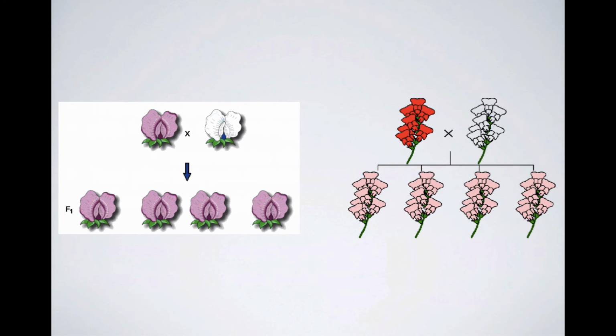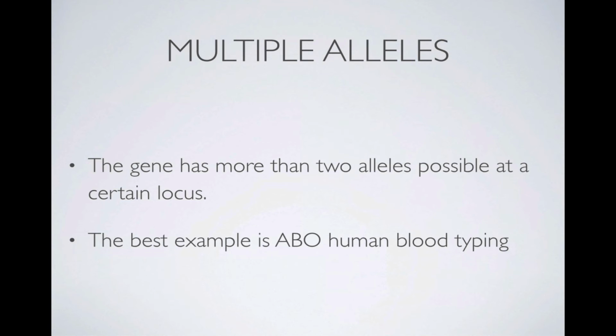All right, so in Mendel's pea plants, remember the flower color was completely dominant. Purple was completely dominant to white. But in snapdragons, as you can see here, red and white cross to make something in between, kind of a pink color. Okay, multiple alleles is when you have more than 2 alleles possible at a certain location.